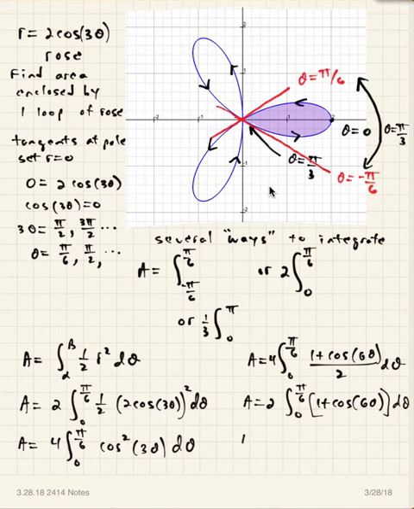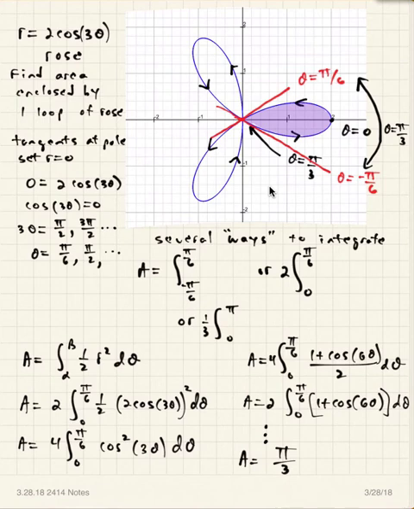And you end up with the area to be equal to, and I'm going to put another dot, dot, dot here, I'm skipping a little bit of steps here, and the area ends up being pi over 3. And that's the area of one loop of this rose curve right here. And we used tangents at the pole as we went through this problem. So that's kind of interesting to do.